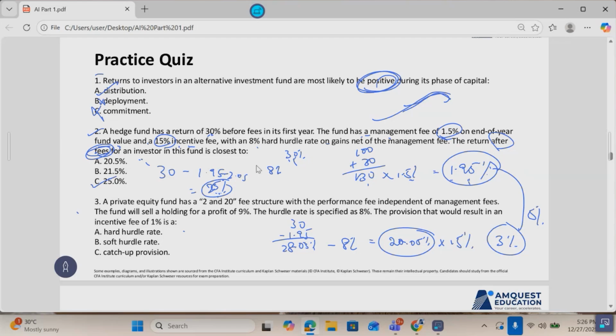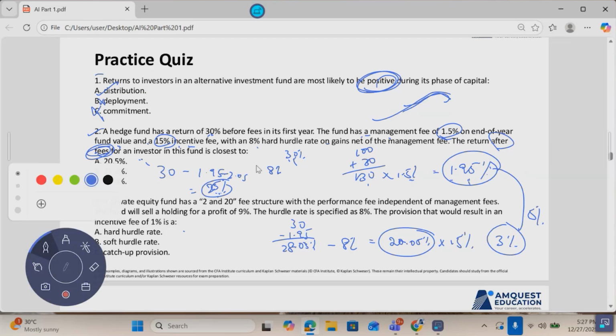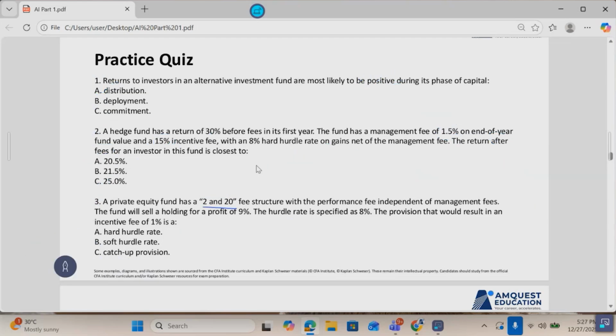Clear? Okay. Last sum. Now read this carefully. I have a primary fund which says 2 and 20, which means 2% is my management fee, and I will be taking away 20% of every amount after the fees have hit the trigger, right? The management fee is independent, but the incentive fee is dependent. The fund will sell a holding for 9% profit. Hurdle rate is 8%. So incentive fee is 1%. Now remember, I'm saying I'll pay 2% fee, and if you exceed 8%, I'll pay you 20% of that as well.